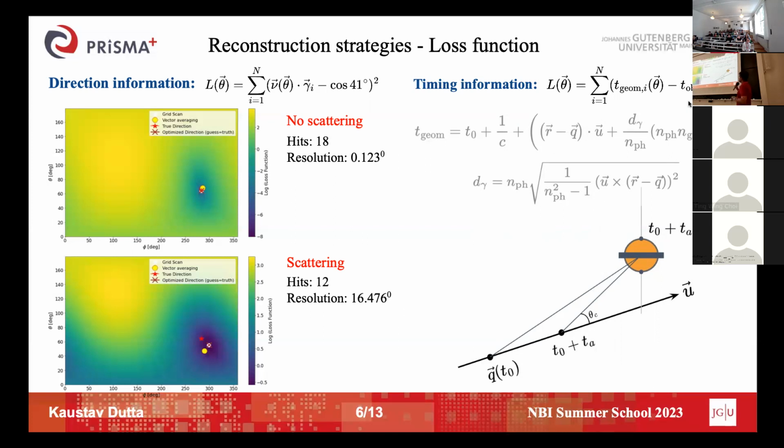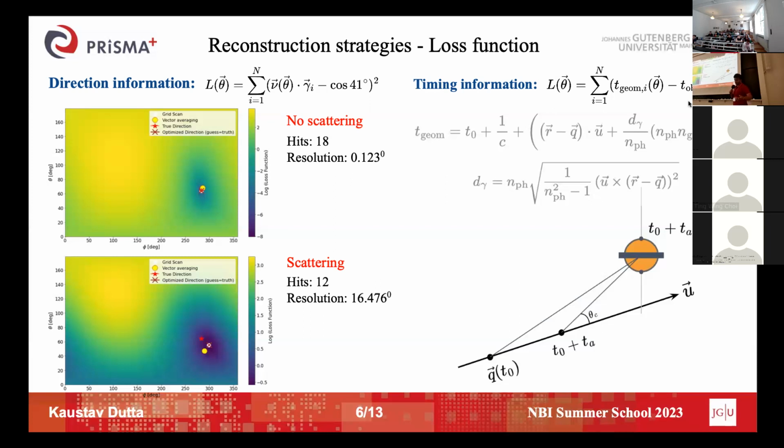And I won't go into the math here, but what I do is look into the difference between the observed and the geometric timestamps, and compute the geometric timestamp. I just put a reference timestamp on the interaction vertex, then add the time it takes for the photon to be emitted along a track, and then add the time it takes for the photons to travel to the sensors through the ice.